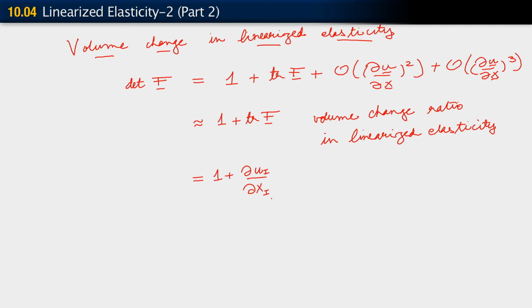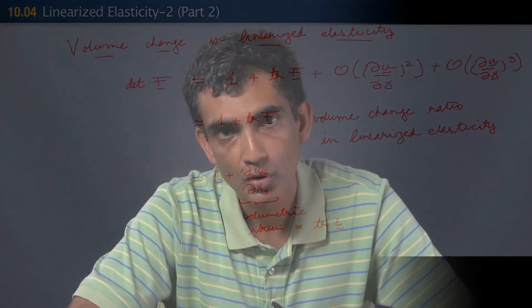Okay? But then you recognize that this term is what in linearized elasticity is also called the volume strain or the volumetric strain. Right? And in fact, it is equal to the trace of epsilon. Okay? I'm sure you've all seen the volumetric strain written as equal to trace of epsilon in linearized elasticity. That's where it comes from. Okay, so that's how volume changes are approximated in linearized elasticity.